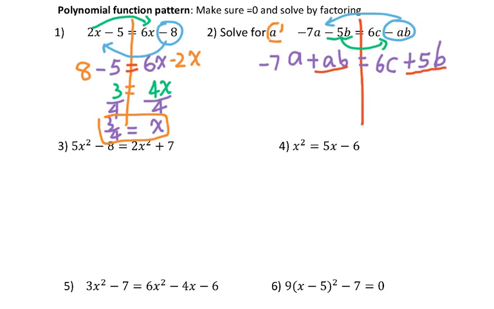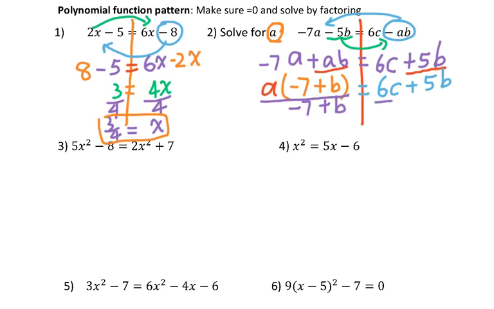But since we solve for A, then you need to take A outside. In other words, we do the common factor is A. I take A outside. So you will get the negative 7 plus B, then equals 6C plus 5B. Your goal for this equation is to get A equals. Therefore, you need to divide it by -7 plus B both sides.